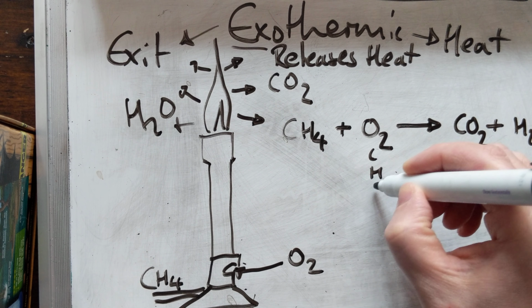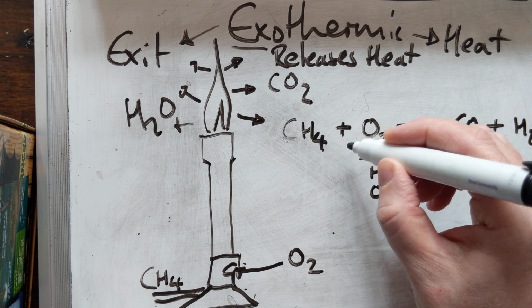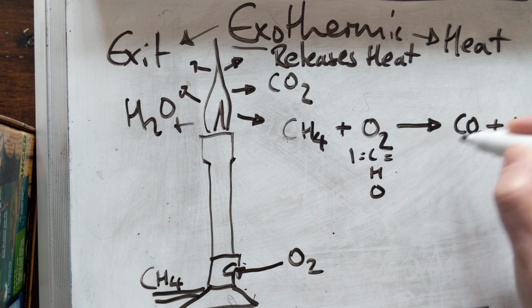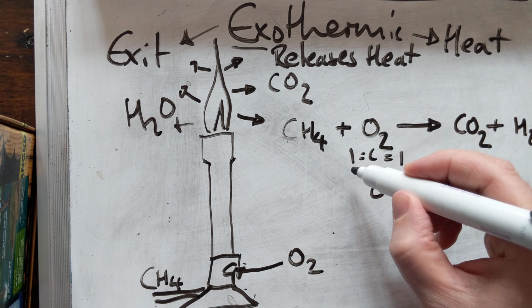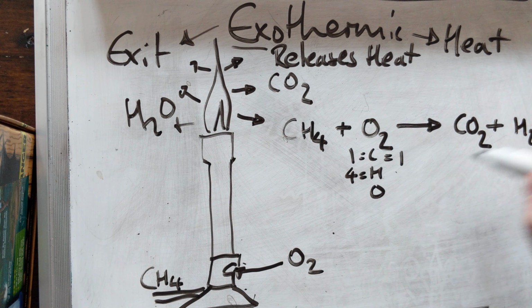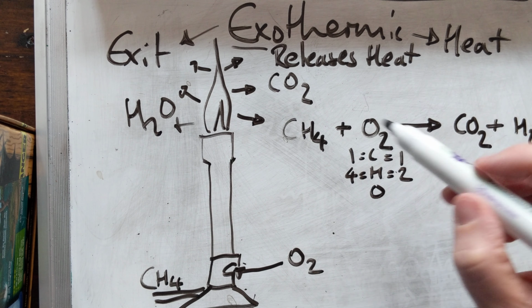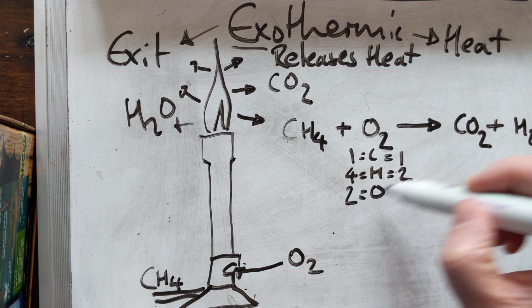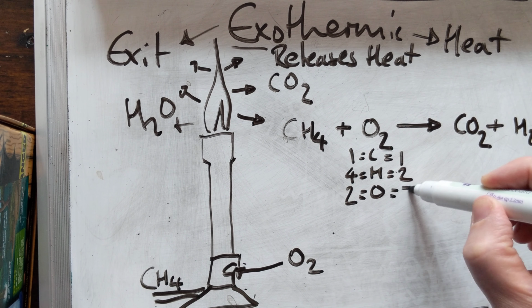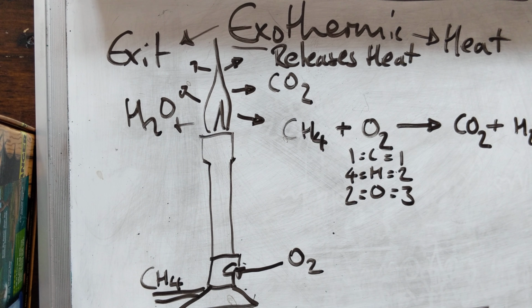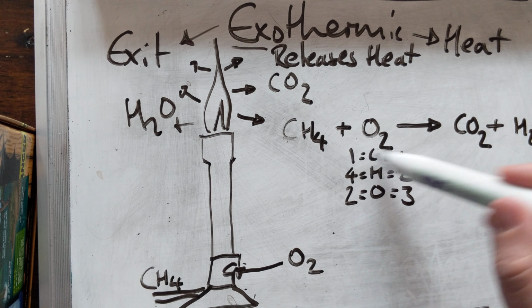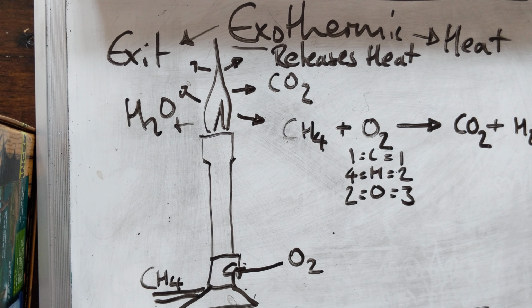We've got C, H, and O. Okay, we've got one carbon there, we've got one here. We've got hydrogen, 4 on that side, and on this side we've got 2, and then on this side we've got 2 oxygens, and then we've got 3 oxygens this side. So we need to do a little bit of accountancy here. Let's just look down the list, we need to balance the hydrogen. So we've got 2 this side and 4 that side.